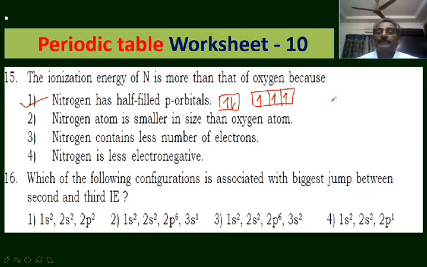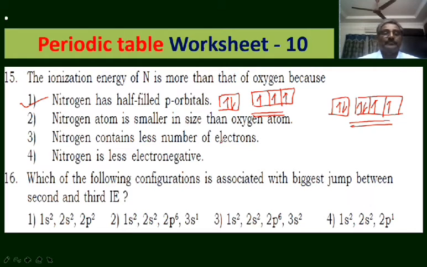Whereas in oxygen, 6 electrons are there in the valence shell. These 6 electrons will be arranged like this. According to Hund's rule, 1 electron each in this. The next electron is paired up with the first electron, one of these electrons. This is incompletely filled orbitals. Oxygen has incompletely filled orbitals. Half-filled orbitals give stability to nitrogen. Because of that, ionization energy of nitrogen is more than that of oxygen.